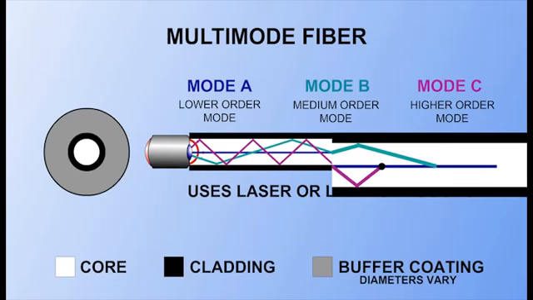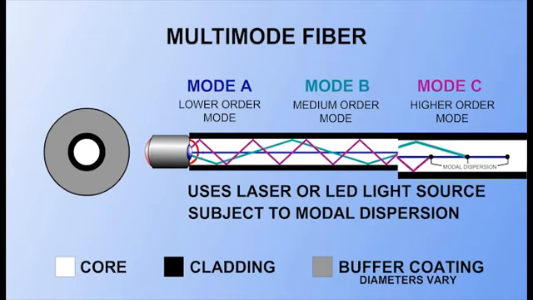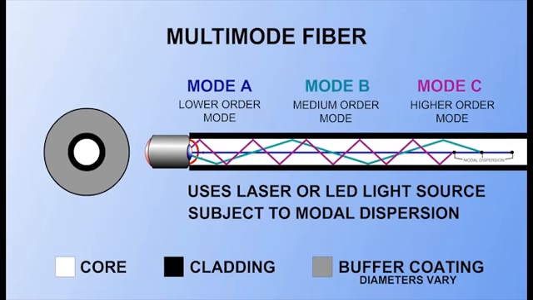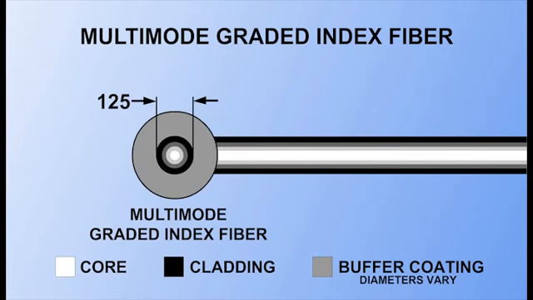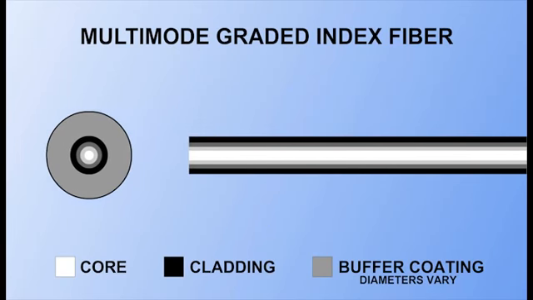This timing difference between higher and lower modes creates modal dispersion and degrades system performance. As a result, multi-mode fiber strands are mostly used for data transmission over shorter distances. Multi-mode graded index fibers were developed to address the problem of modal dispersion.